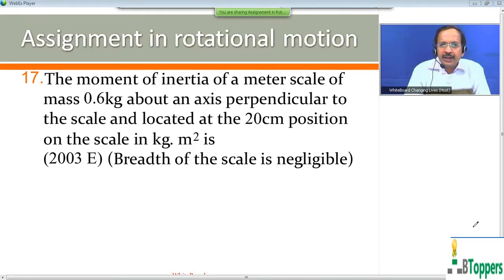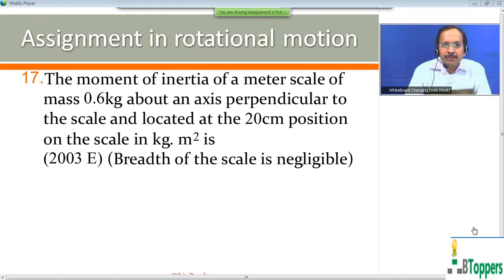So in the previous class, I discussed the solutions for questions 1 to 16 in the first assignment in rotational motion. Now I'd like to continue the discussion of the solutions for the remaining questions in the assignment in rotational motion. Look at question number 17 on the screen, which I already showed you earlier. I am now going to discuss the solution for this problem.